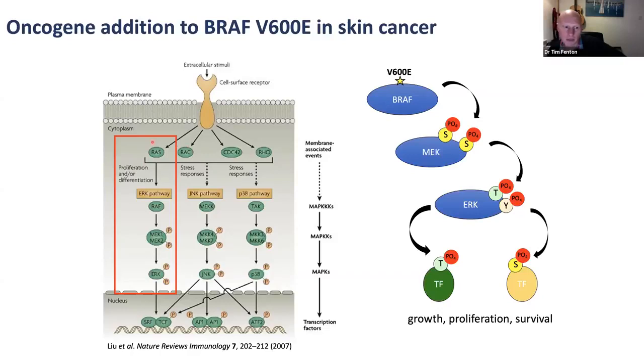Just this one switch changes the function of this BRAF protein such that it no longer needs to be activated by the protein upstream of it, which is called RAS. It's actually just what we call constitutively active on its own. So it keeps doing this phosphorylation of MEK. So this whole pathway gets switched on constantly in these skin cancer cells.